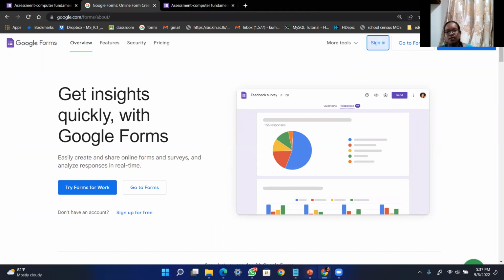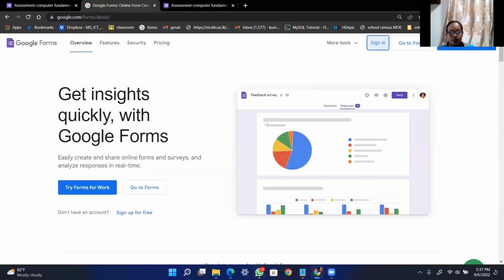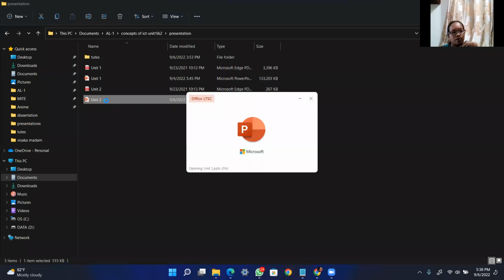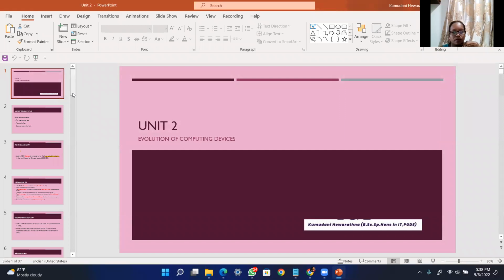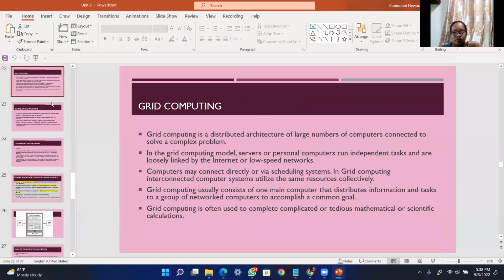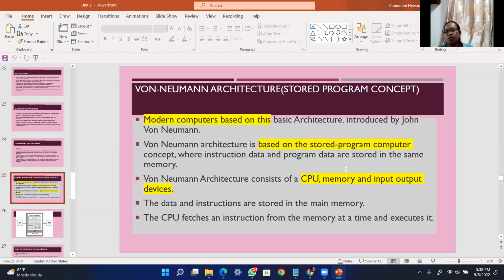Right, let's move on to today's part. I will give you another quiz from the next part, next day, right? Examples of it that we did in this one. Right. Von Neumann architecture. We have to discuss from here.